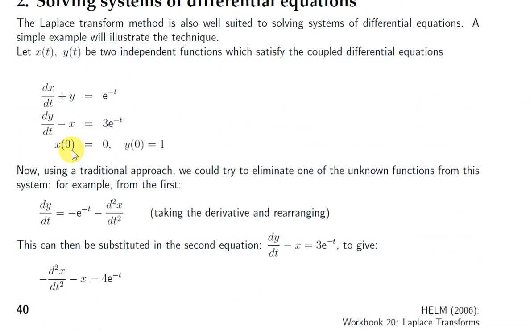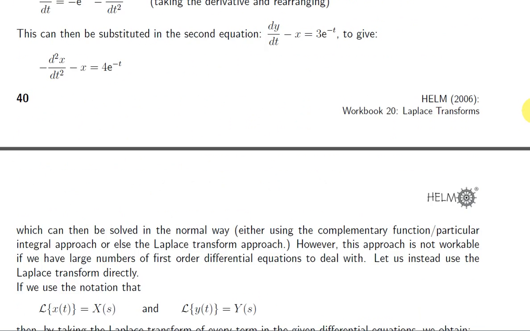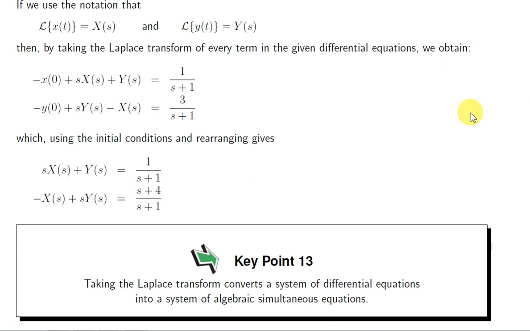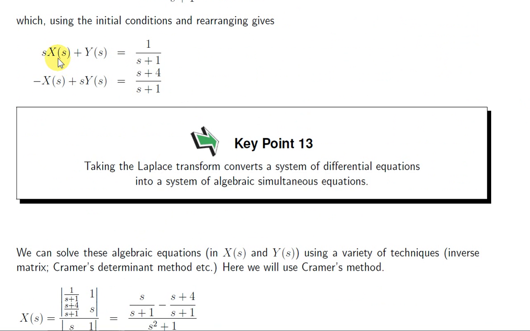Now the initial conditions are x of 0 equals 0 and y of 0 equals 1, so we can plug them in. x of 0 is 0, so that goes out. y of 0 is 1, so we can bring the 1 over. So we will get 3 over s plus 1 plus 1. But adding 1 onto this is equivalent to adding s plus 1 over s plus 1 onto it. So we have 3 plus s plus 1, that gives us s plus 4 on top, with the common denominator of s plus 1.